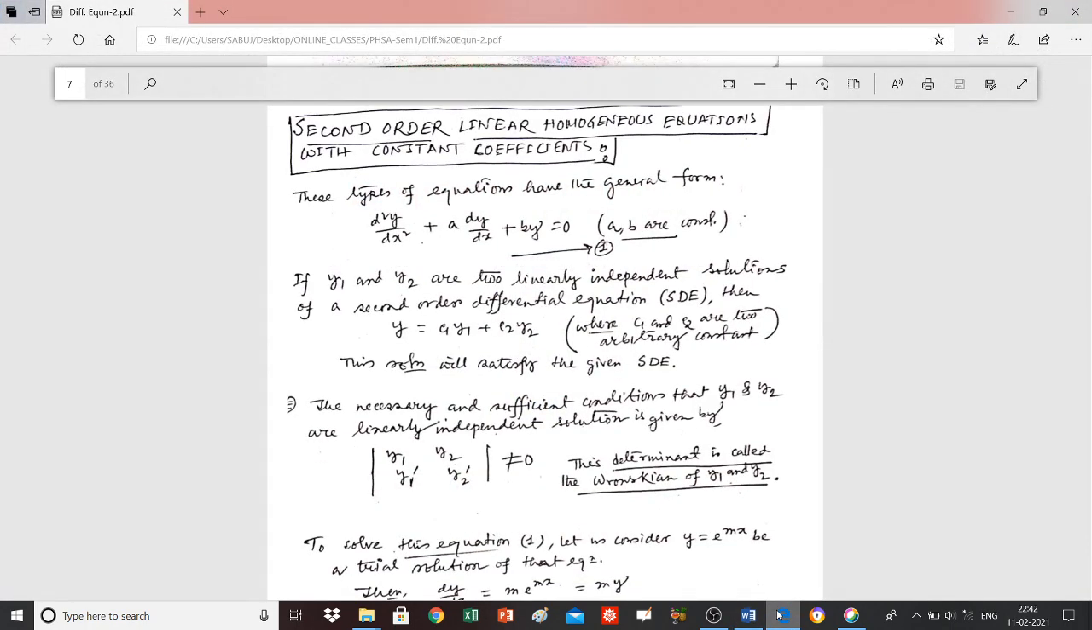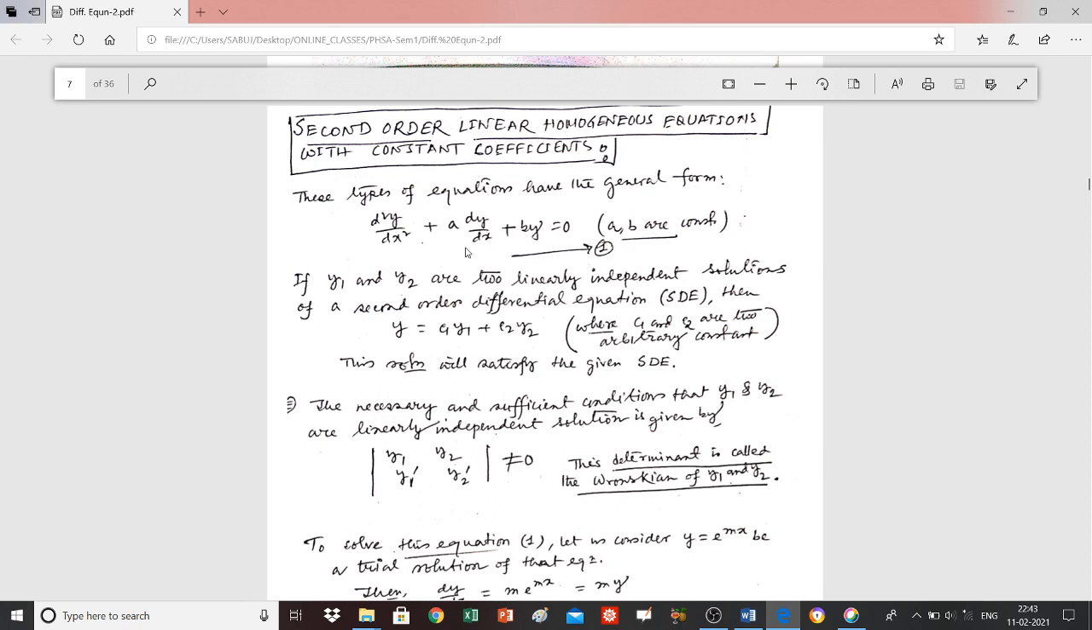So here is the second order linear homogeneous equation, and you know that the first order linear homogeneous equation has the form dy by dx plus py is equal to 0. But in the case of a second order differential equation, it has the form d2y by dx square plus a dy by dx plus by is equal to 0, where a and b are constants.